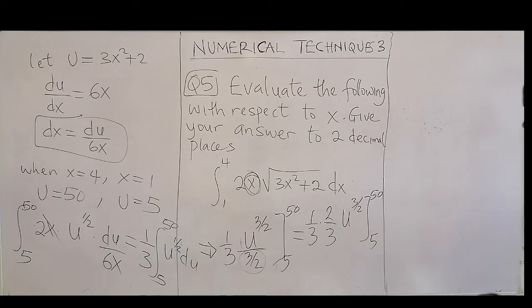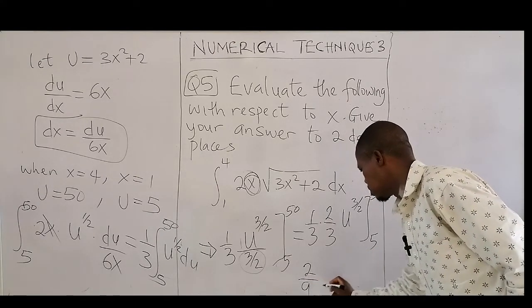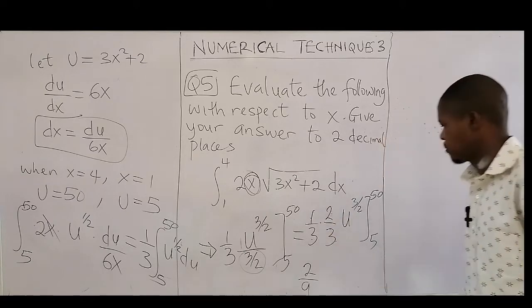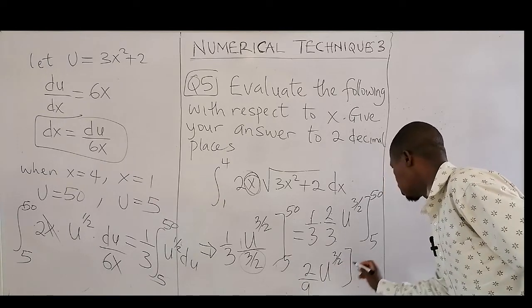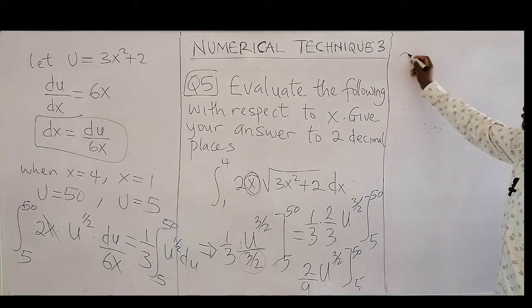So that will be 2 over 9. 1 times 2, 3 times 3. Okay? Then u is 3 over 2, 50, and then 5. Then do your substitutions. That will be 2 over 9.